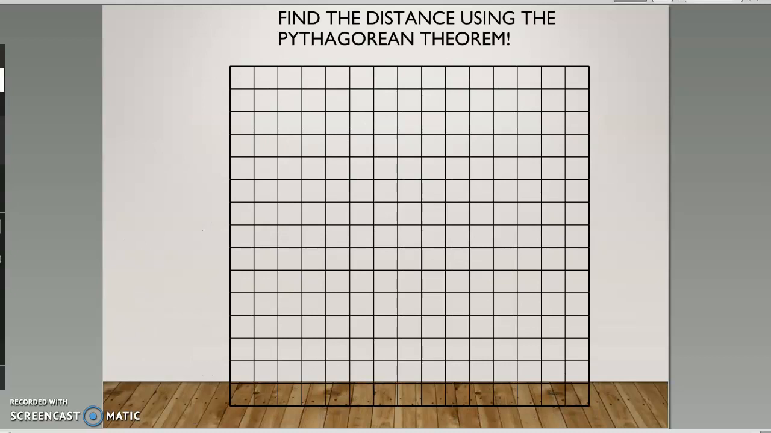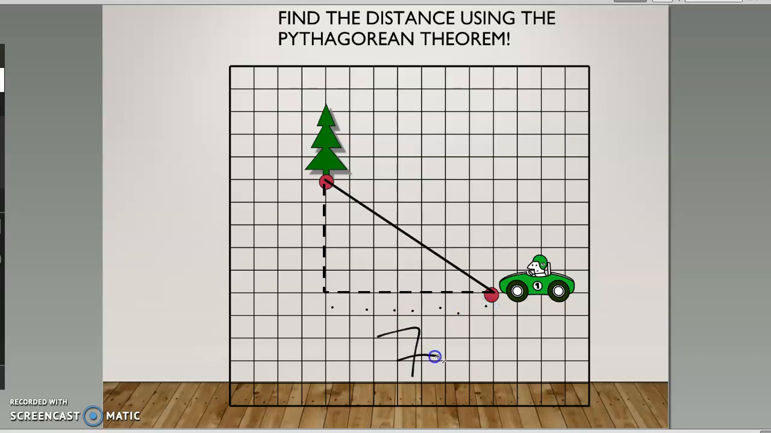Alright, so we can also use the Pythagorean theorem. If we have actual points on a graph, like for example here, I want to find the distance between this point and that point. I can count: 1, 2, 3, 4, 5, 6, 7. Notice I have no clue what these points are. I have 1, 2, 3, 4, 5. I'm just finding the distance.